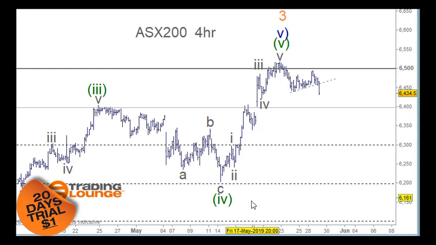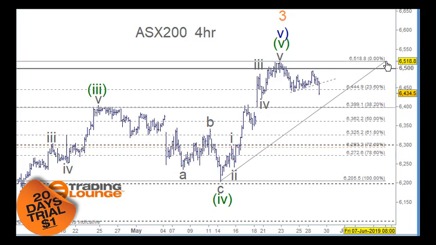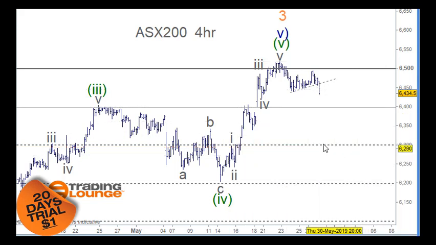You can always look at the low here to this point here, and all these numbers will play out: the 23, which it has, the 38.2% here, the 50%. So all these will play a part too in this move down. All we can do is take it step by step. So let me just remove these.